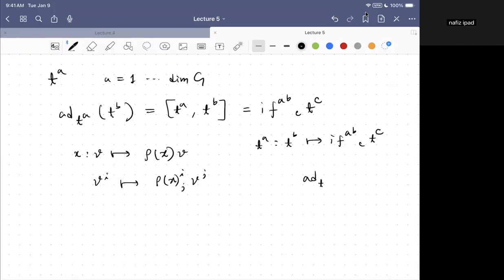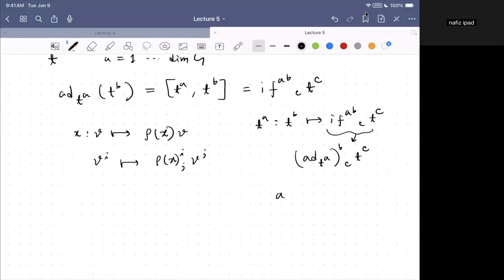ad T_A, BC T_C. I mean, this whole part is this. So ad T_A, BC is i f_ABC. Okay. All right. So this is the matrix form.